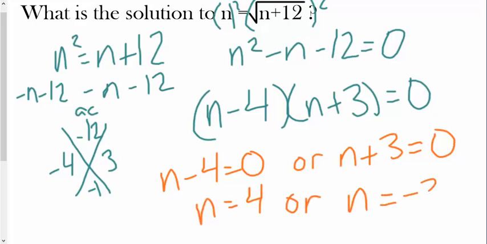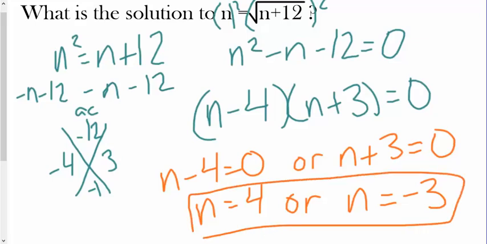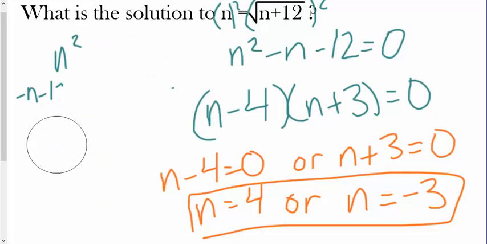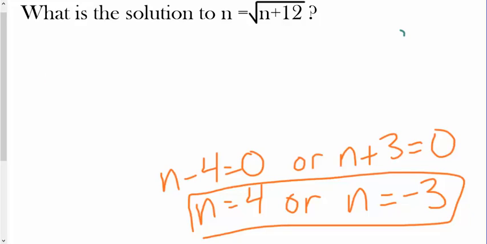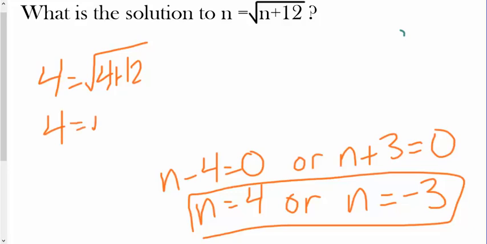Now once we have these two quantities, we have to figure out, are there any extraneous solutions? So we plug that back into our original. I'm going to erase all of this right here. We're going to start back where we had 4 equals the square root of 4 plus 12, or 4 equals the square root of 16, which is true. The square root of 16 is 4.